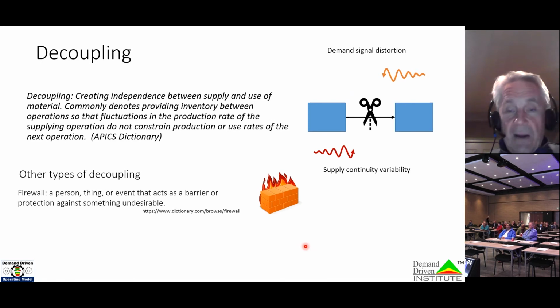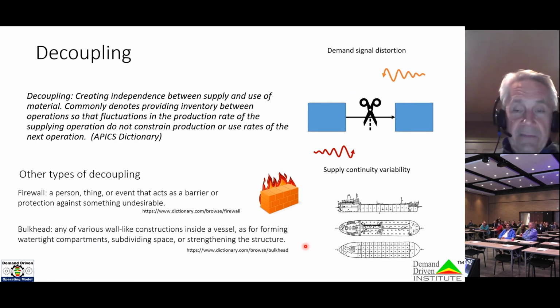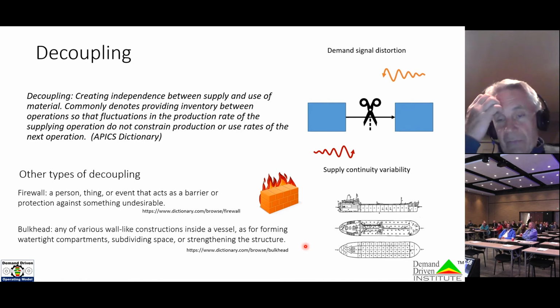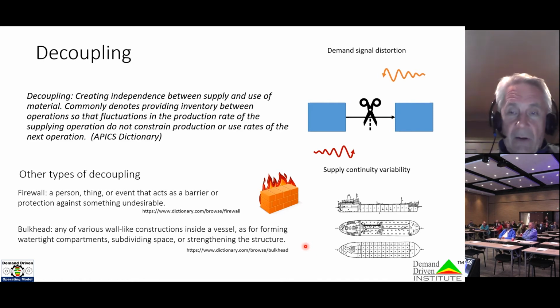This is kind of like a firewall. It's kind of like bulkheads within a ship. It's kind of like the break walls out in the sea that help make the harbor water calmer. If we can find these decoupling points, we can get more control of our system and reduce the level of variation that impacts the operation.